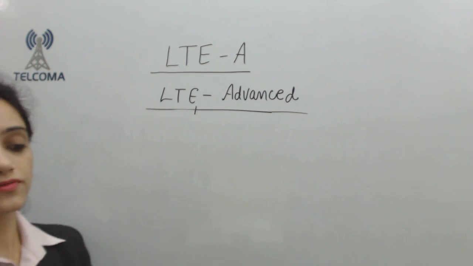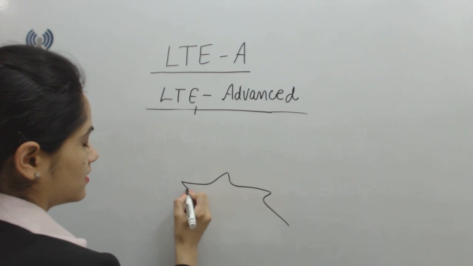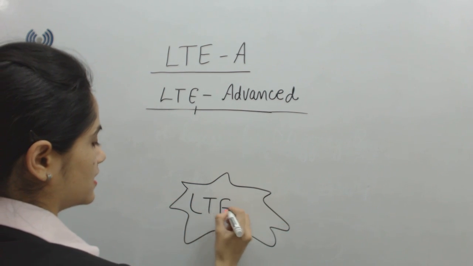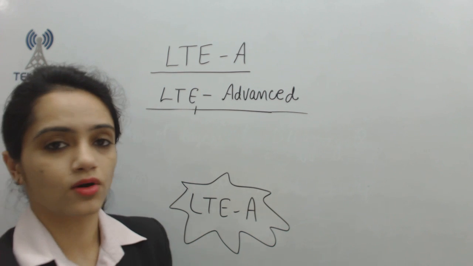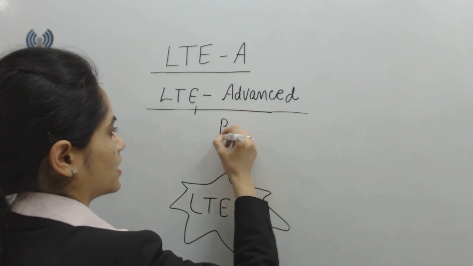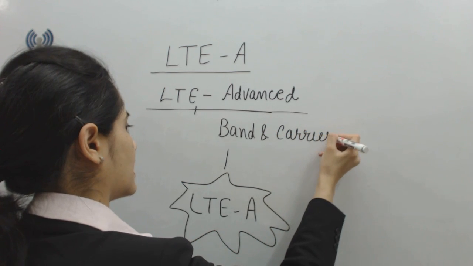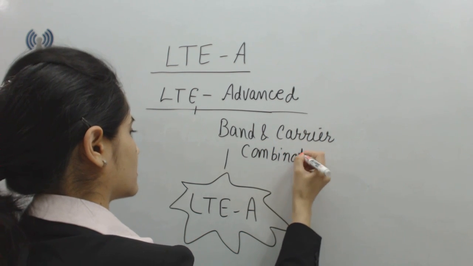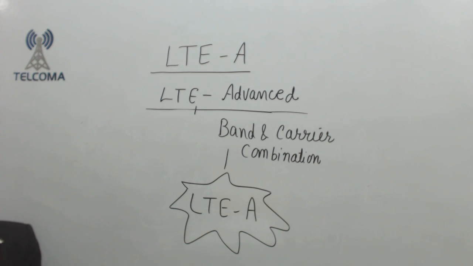Now, for implementation of LTE Advanced, what do we require? I will write it here in the center: this is my LTE Advanced. What are the things that we require to make it? First we require band and carrier combination. For implementation, we need to combine band and carrier.